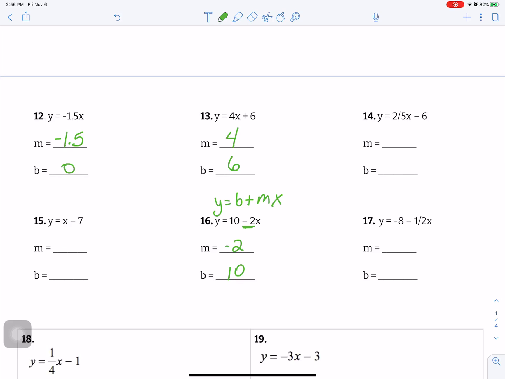So try the other ones, check them with the answer key, and then watch that second video for the graphing part.